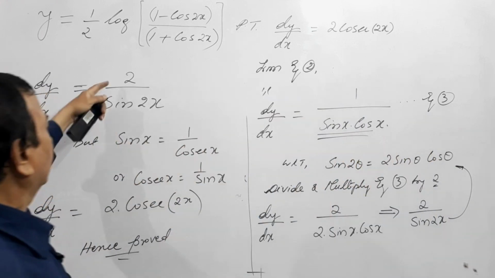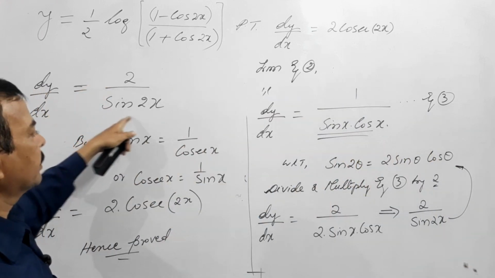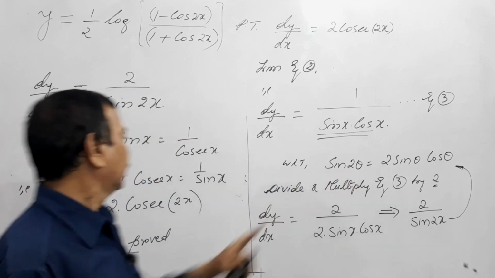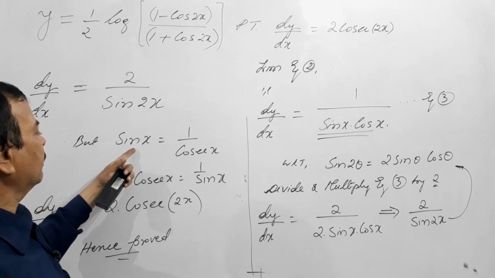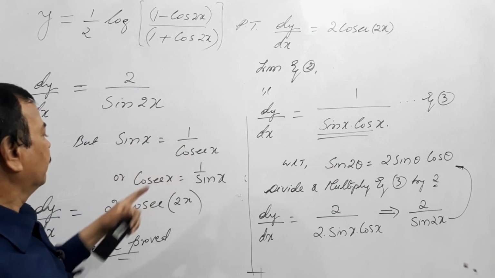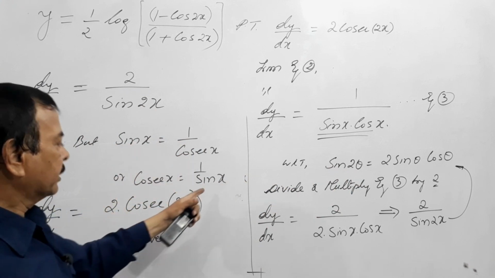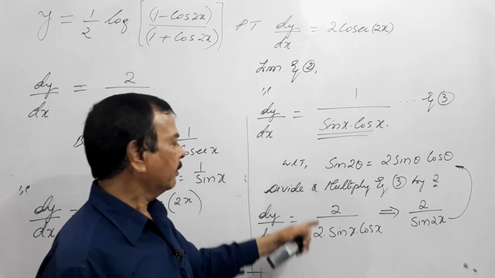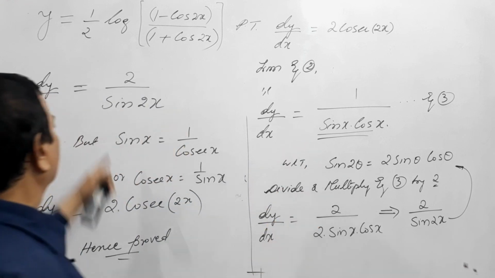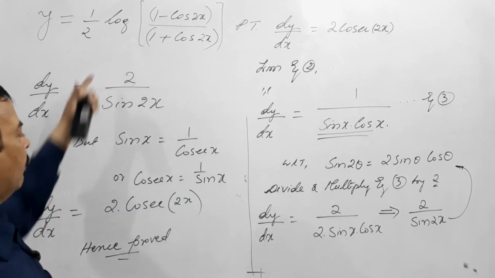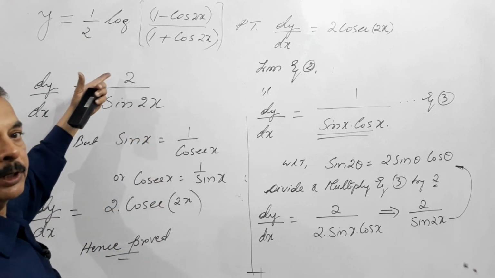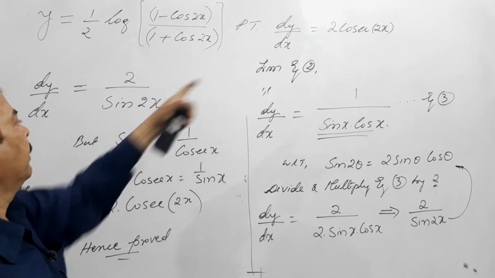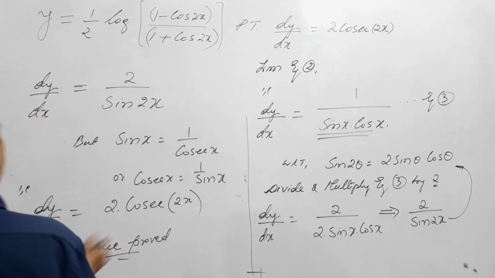So I have divided and multiplied, so this has become sin 2x because of this factor. And later on, what is the reciprocal of sin x? The reciprocal of sin x is 1 by cosecant x. But now we have in the denominator 2 sin x, so the reciprocal of that becomes what? 2 cosecant of 2x. So therefore dy by dx equals to this.